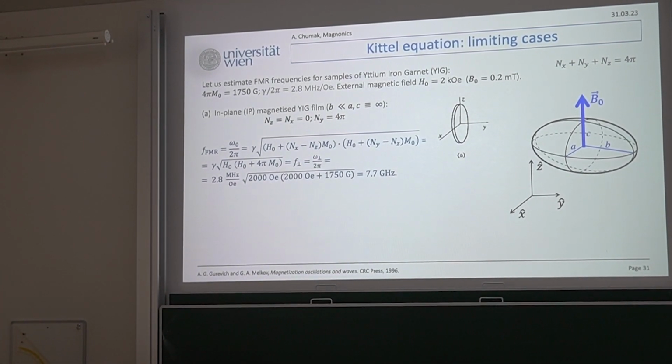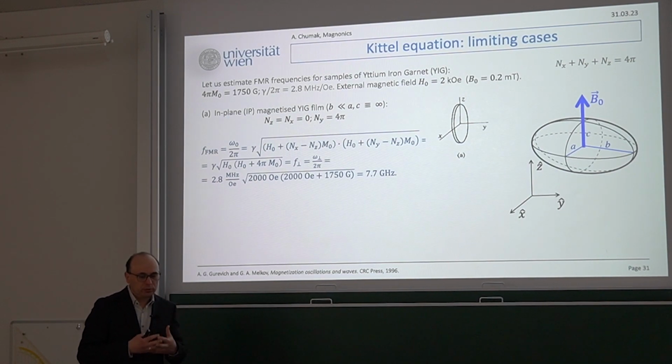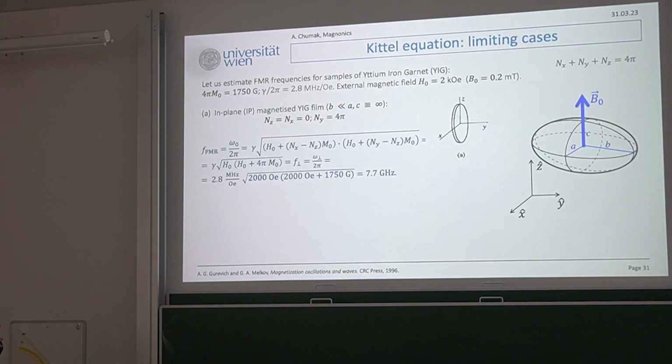You can find everything in the book. And here I just want to spend 5 minutes to bring it all to practice, to explain to you how it changes the resonance frequency. Because we take the same material, but different samples, or we magnetize the same sample in a different way, and let's see what is the frequency of ferromagnetic resonance.